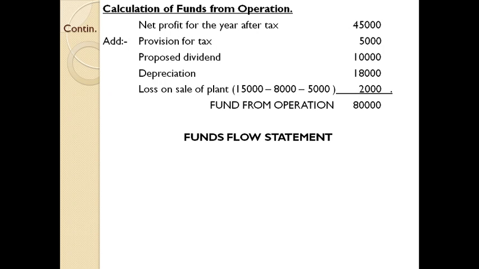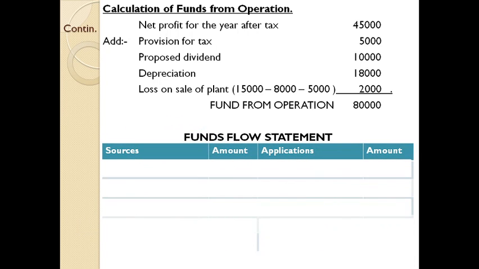Once you have prepared fund from operation, you have to prepare the schedule of changes and the statement of sources and application, otherwise known as the fund flow statement. And we all know the format: sources, amount, application, amount. For preparation of the fund flow statement, let us begin with the first item which we have prepared, that is net decrease in working capital, 14,000. After that, let us take this amount, fund from operation, 80,000.